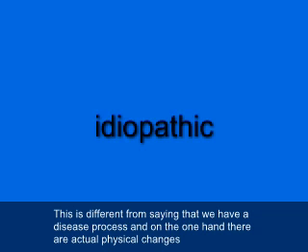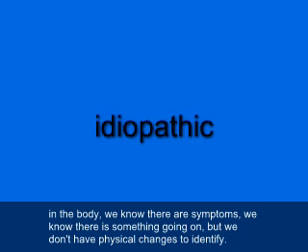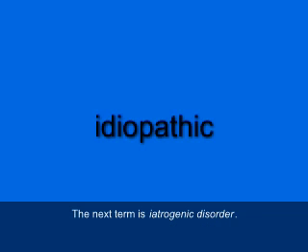This is different from saying that we have a disease process and on the one hand there are actual physical changes observable in the body, which we may or may not know what causes them, and saying, well, there aren't any obvious physical changes in the body. We know there are symptoms, we know something's going on, but we don't have physical changes to identify. The next term is an iatrogenic disorder.